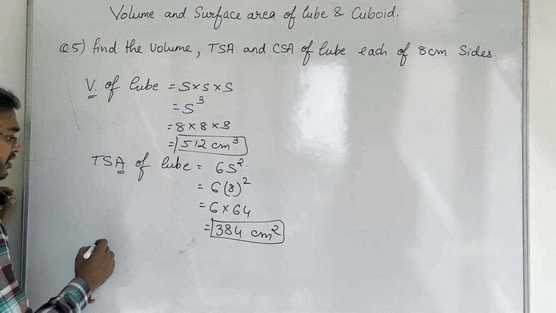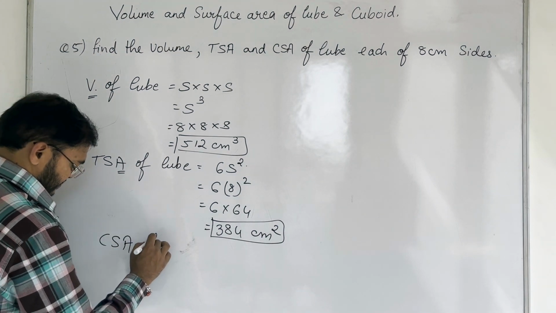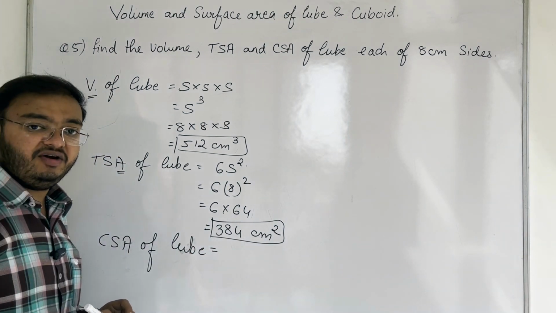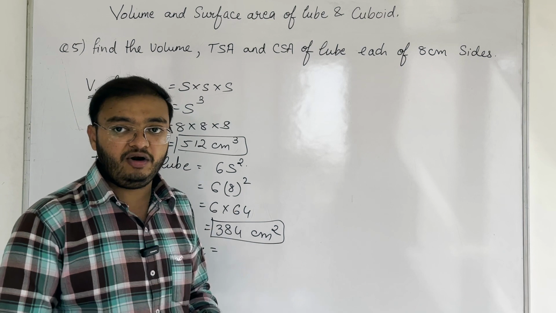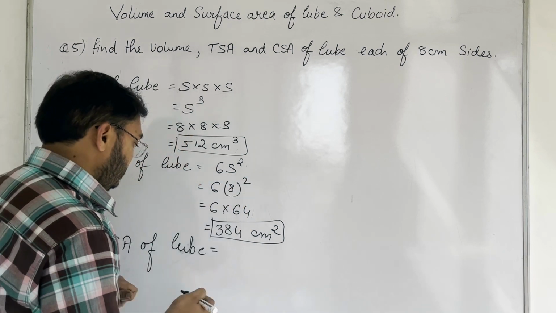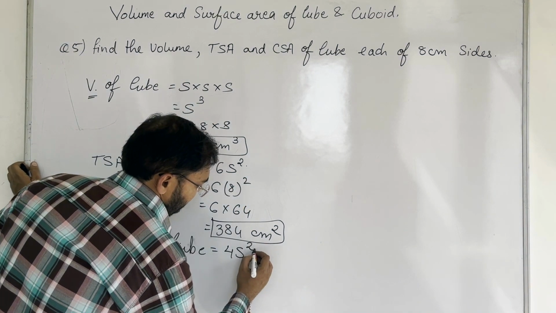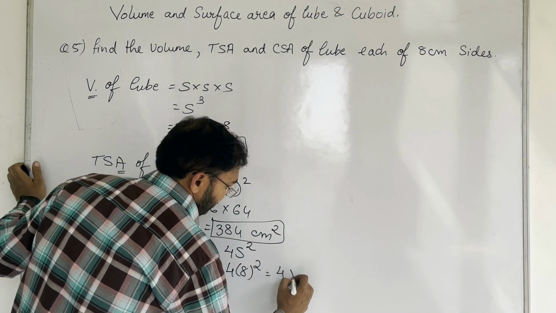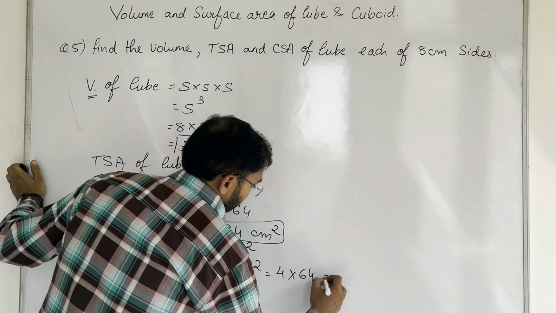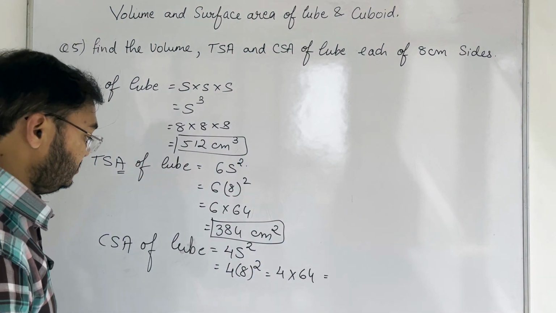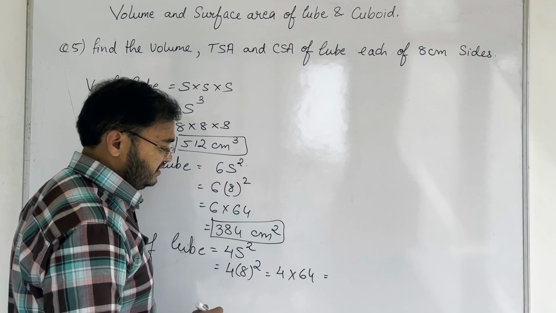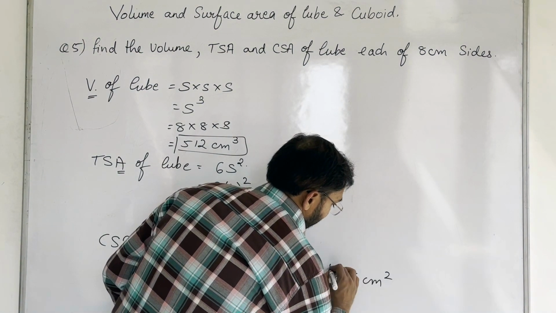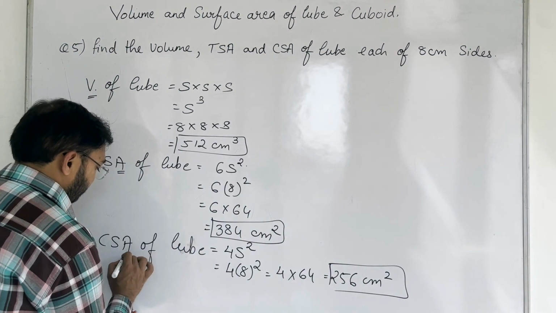Same way, if I talk about CSA of cube. Now CSA of cube, that means how many faces am I having over here? Curved surface, that means top and bottom are not taken. So we are having 4 faces. So 4 into side square. 4 as it is, side is 8 and 8 square is, we all know, 64. Now 4 into 64 is 256 centimeter square. Why square? Because we are finding the curved surface area.